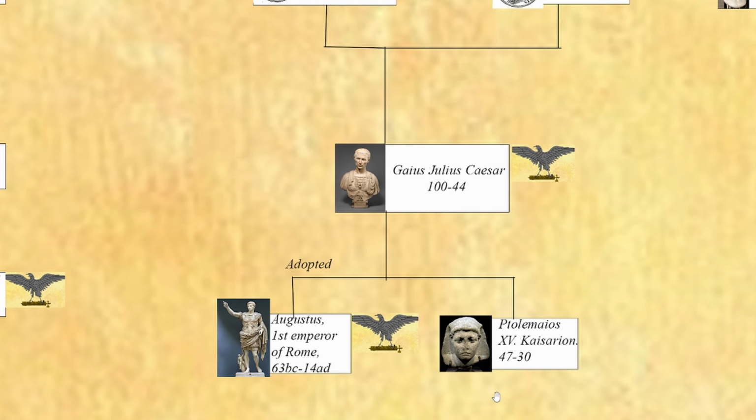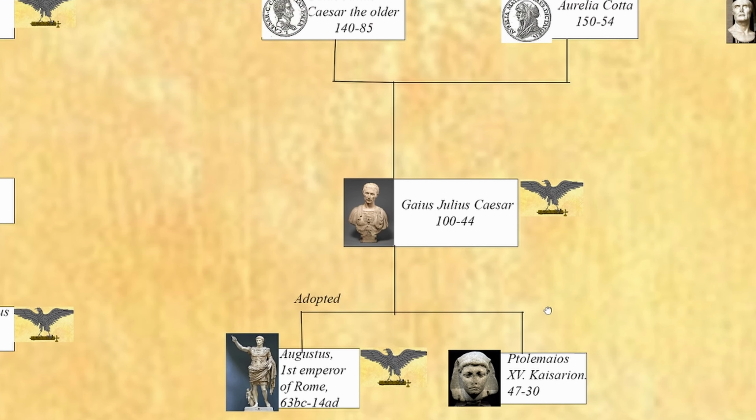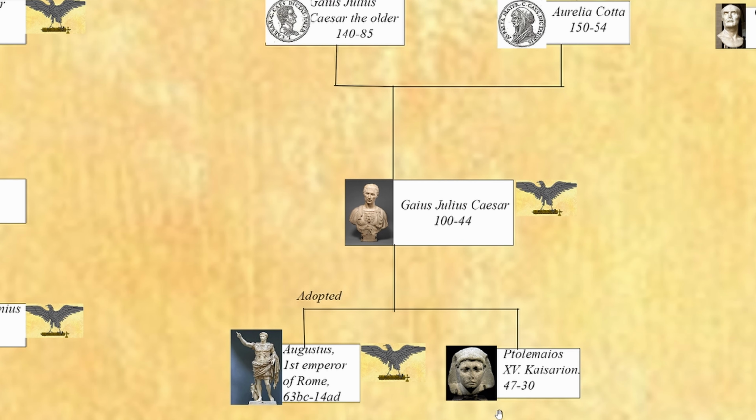When we go up, we can see the famous conqueror Gaius Julius Caesar. He was also a consul. He conquered Gaul and won the civil war against Pompey. So I probably do not need to introduce him more.